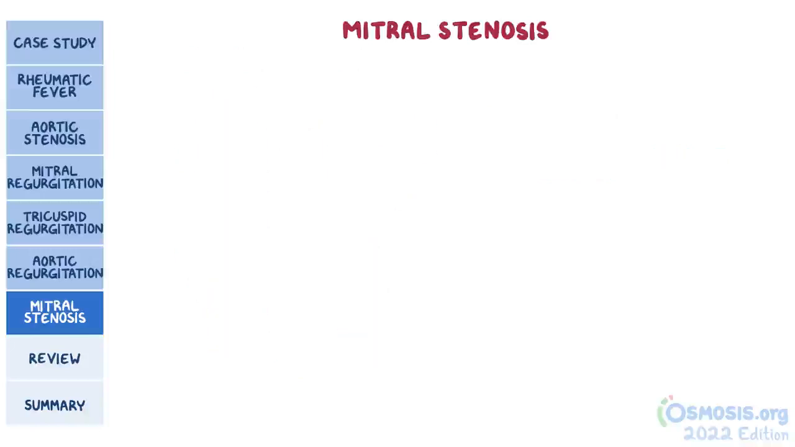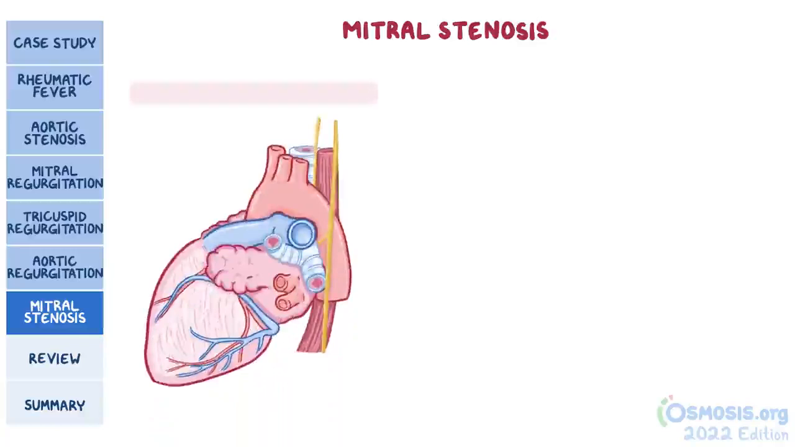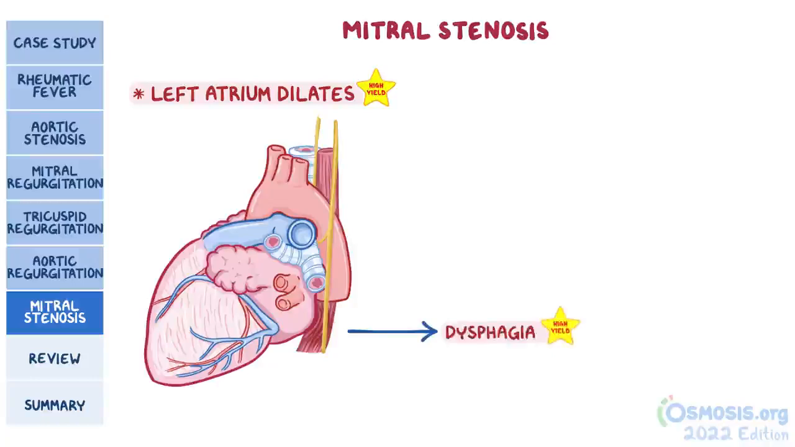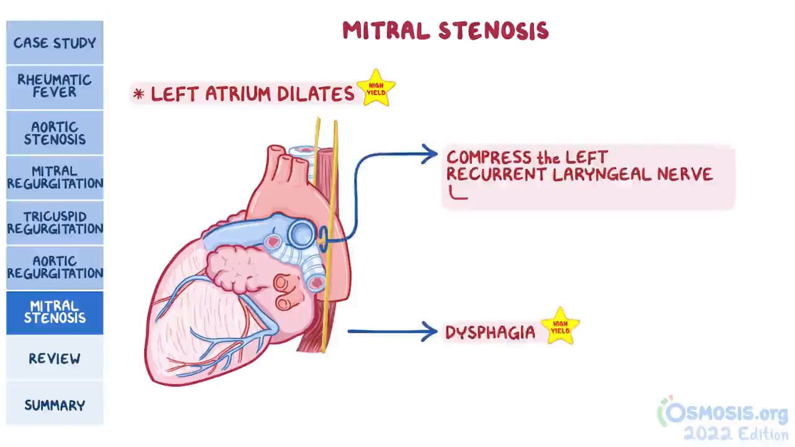Over time, a constant elevation in both blood volume and pressure in the left atrium causes it to dilate. As a consequence, it can compress the esophagus, and patients might have difficulty swallowing solid foods, which is called dysphagia. The dilated left atrium can also compress the left recurrent laryngeal nerve, leading to hoarseness of the voice.